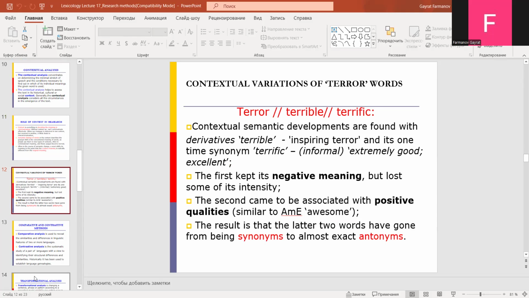The first kept its negative meaning but lost some of its intensity. The second came to be associated with positive qualities. The result is that the two words have gone from being synonymous to almost exact antonyms.